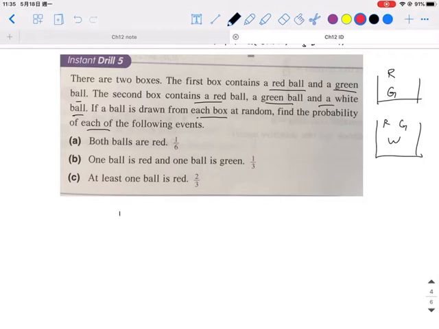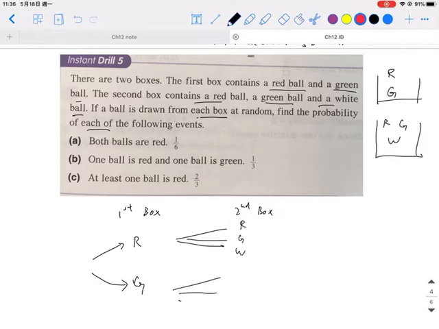So we can draw a tree diagram to list out all the outcomes first. So the first box and the second box. For the first one, you have a red one or the green one. Based on the first situation, you can get 3 balls in the second box: red, green, and white. And based on the green one for the first box, you have the same situation. So for the outcomes, there should be RR, RG, RW, and so on. Therefore you will get a total of 6 outcomes, right?